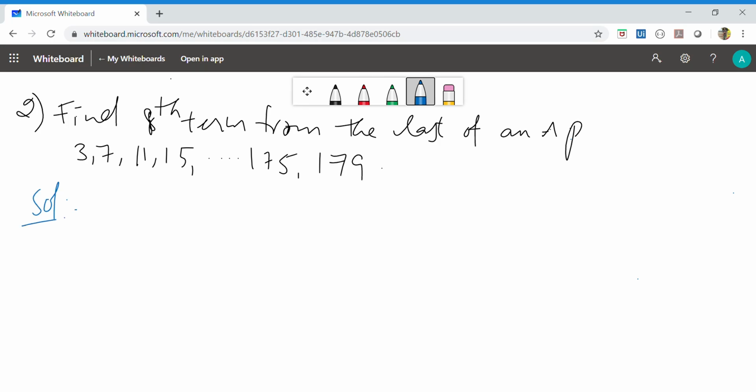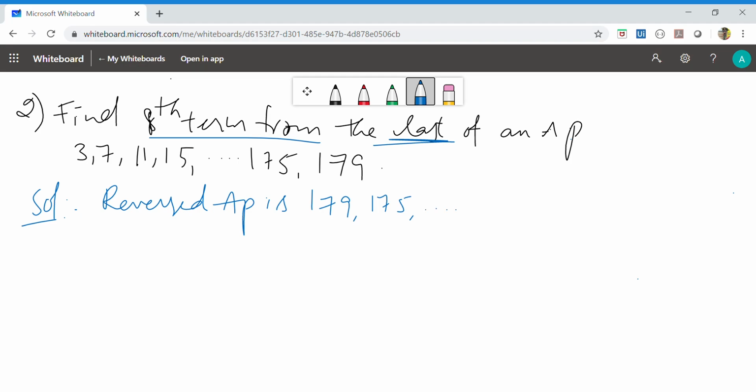So solution. In the solution what you will write? Here what he asked is the eighth term from the last. So just simply reverse the given AP, so that from that AP you can find the eighth term and you will get the required answer. So reversed AP. Reversed AP is 179, 175 and so on up to 15, 11, 7, 3.